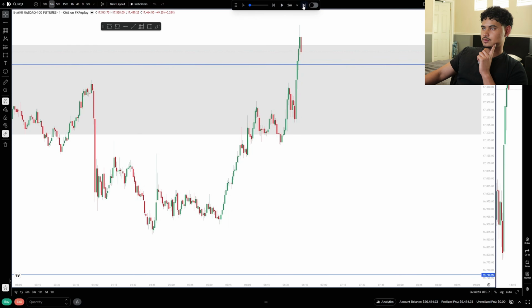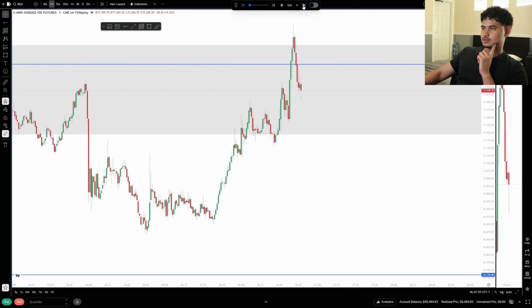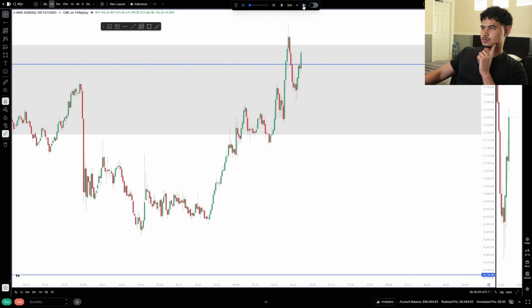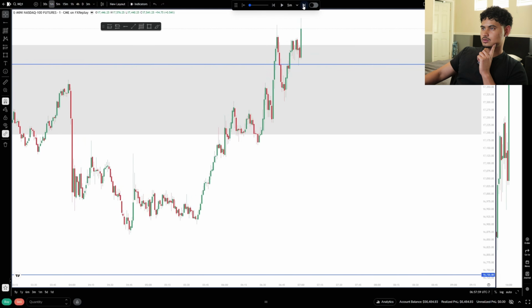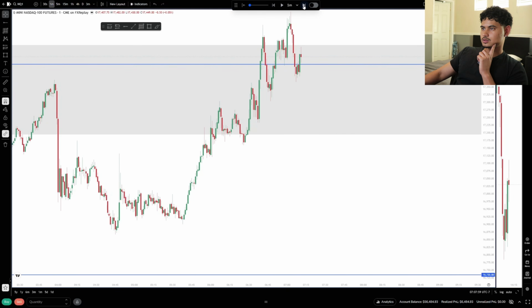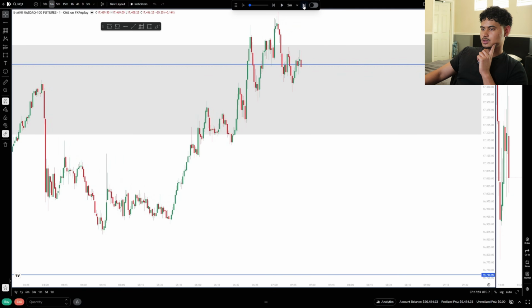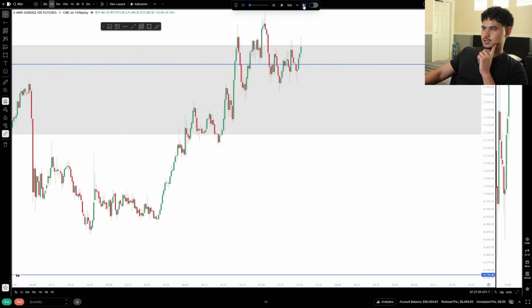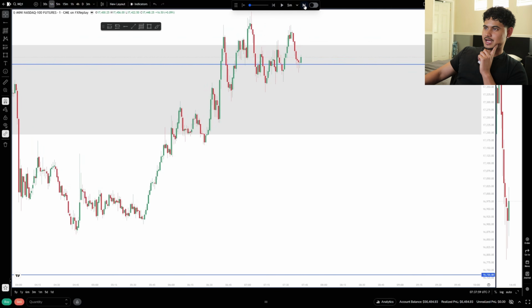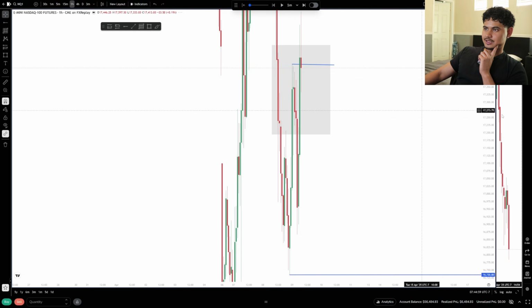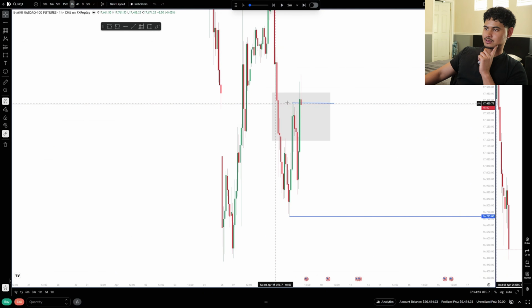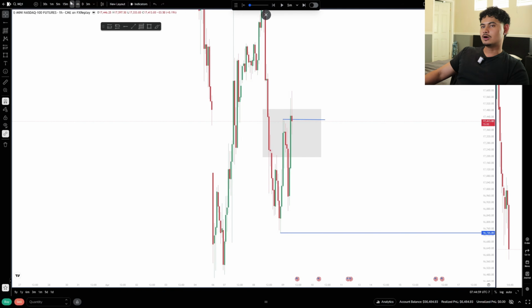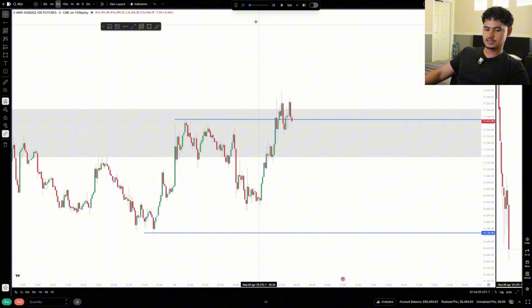Okay, we're gonna hit that. Yep. Do we reject off of it? Okay, we're just chopping now. So after taking this high, as you can see, that looks like that was the objective for the day. We want to take out this high. So it's just chopping now, honestly.